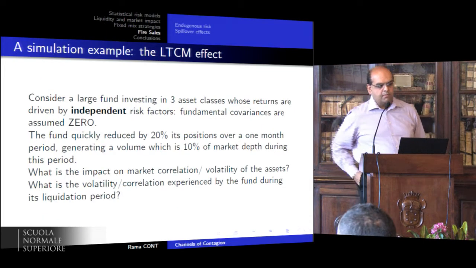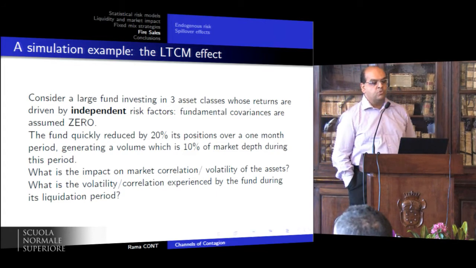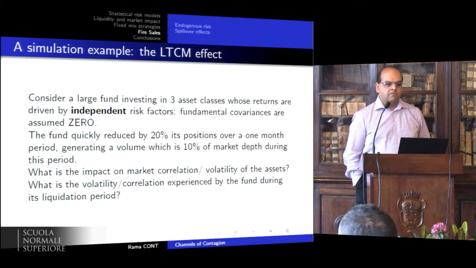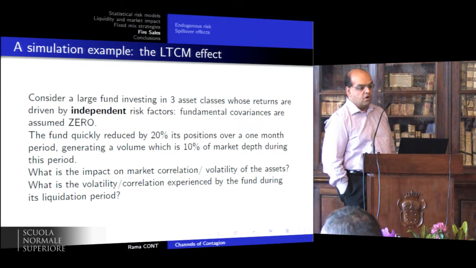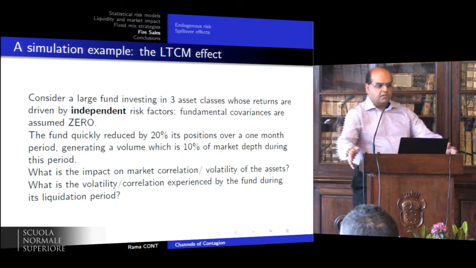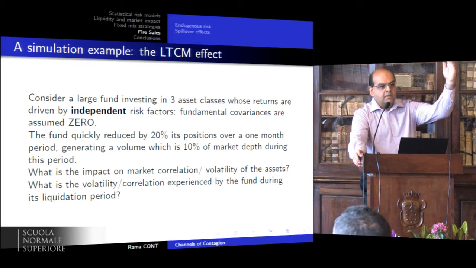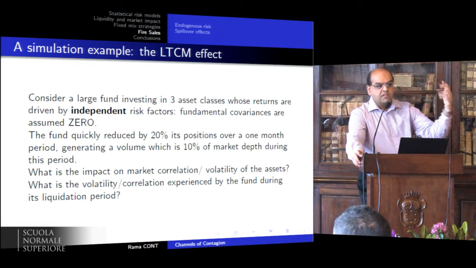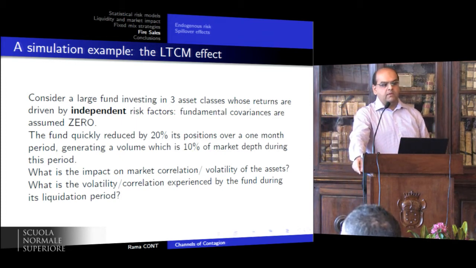And here I will show you an example where I simulate this, and we'll look at how volatility and correlation behave once you incorporate this new term that captures the price impact of liquidations. In this example, let's look at a fund holding three asset classes, and I will consider the case where these asset classes are independent, in the sense that they're driven by independent risk factors. So the psi IKs I showed you are independent across I and K, which means the fundamental covariances or correlations are zero. And now look at a scenario where the fund quickly reduces its position by 20% over 1 month, and where it generates a volume which is 10% of market depth during the period.